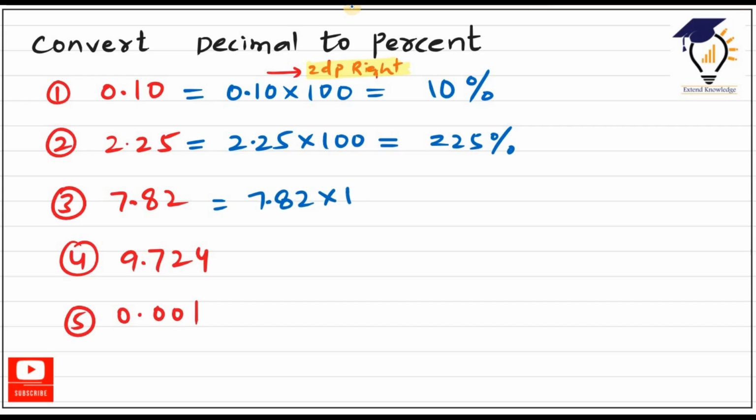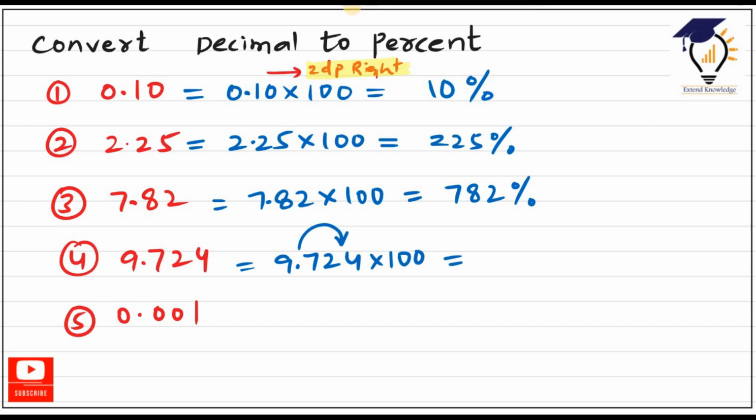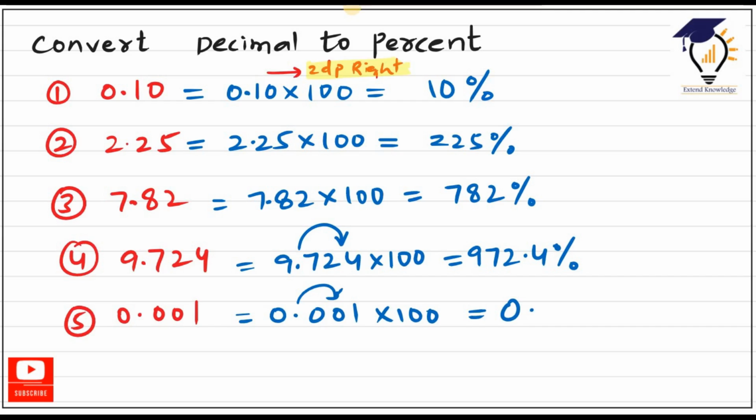7.82 times 100 is equal to 782%, and 9.724 times 100, this decimal will move only up to here, so 972.4%. The last one, 0.001 times 100, so move this decimal 2 places to the right, 0.1%. This is how we convert to percentages.